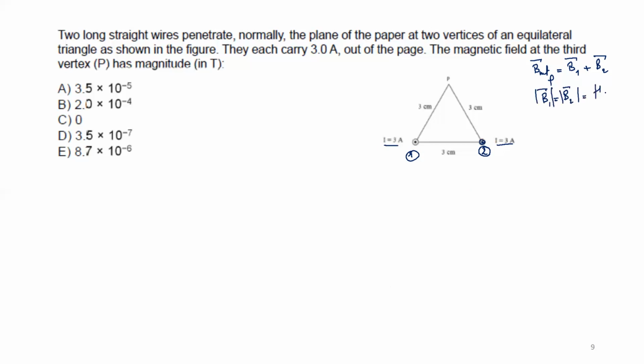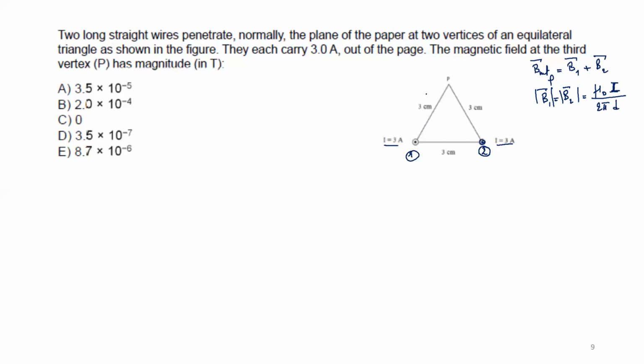mu naught current I, for 1 and 2, because I1 is equal to I2, which is capital I, by the way. Sometimes I call it capital I, sometimes small i, divided by 2 times the distance. So let me call it 2 pi d. D, of course, is equal to 3 centimeters, right?